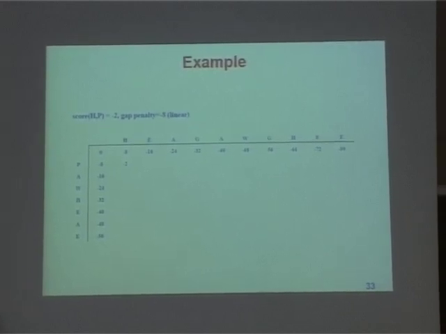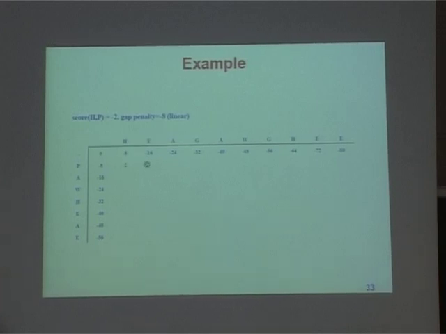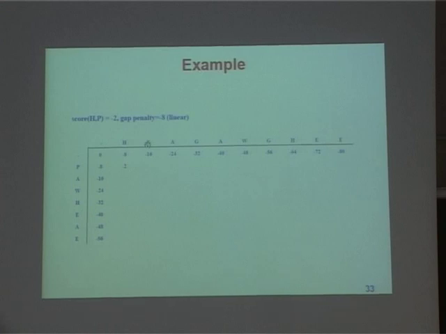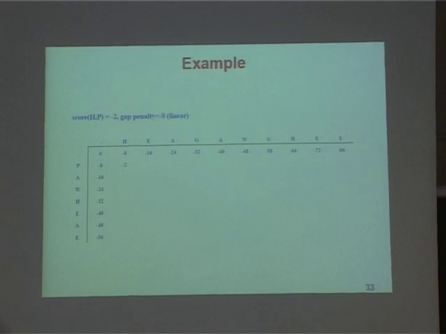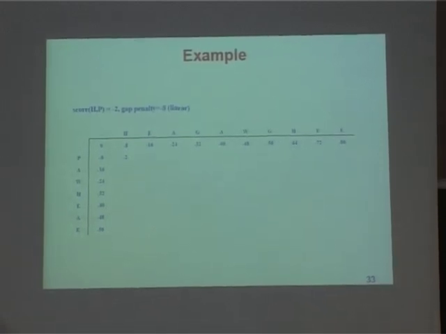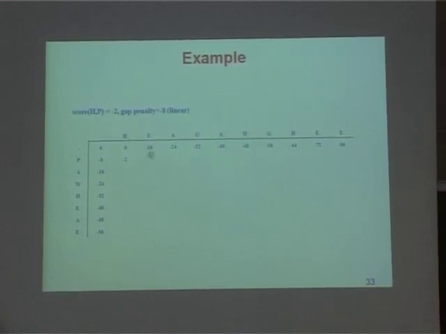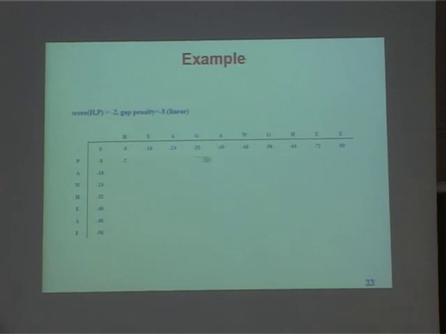So taking from this left path means that you are matching E against the gap. So you need to do minus 2 plus minus 8, which is going to give you minus 10. And here, minus 8 plus 4 is going to be minus 4. It's going to be a better score than minus 10. So we are going to fill in this table.